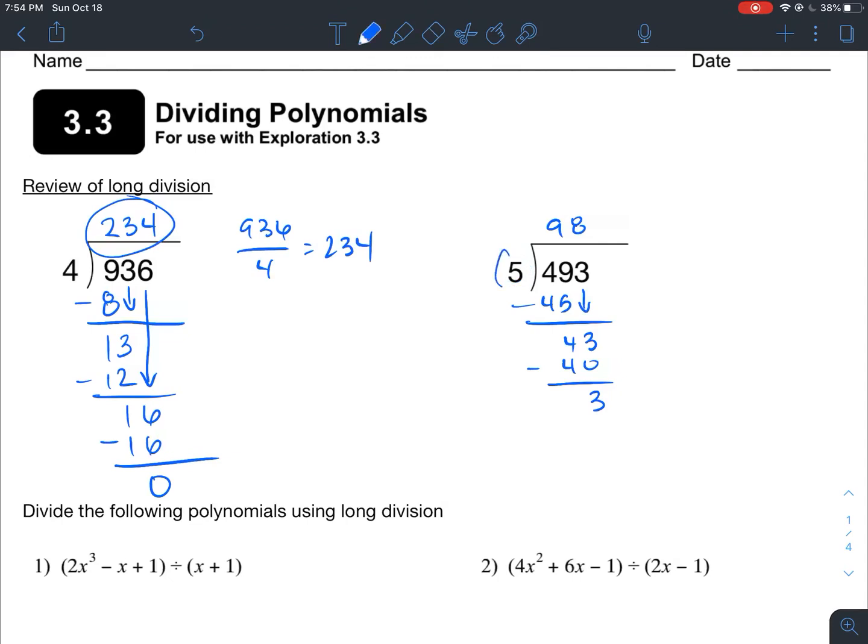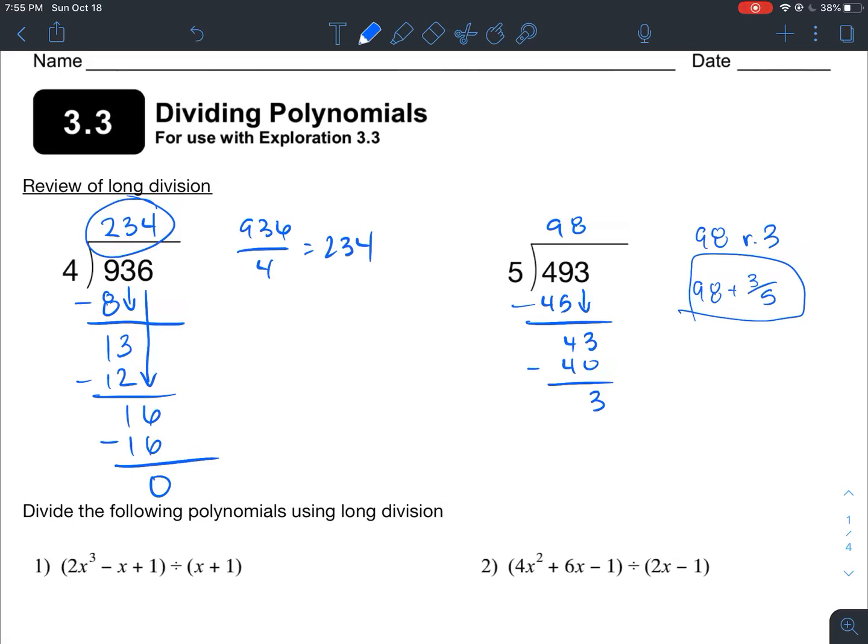5 does not go into 3. And we can't drop any more numbers, right? We can't go any further, so we've actually exhausted everything. So our answer is 98 with a remainder of 3. Another way to write this is 98 plus 3 over 5, 3 being the remainder, and 5 is what we're dividing by. So that would be our answer, okay?